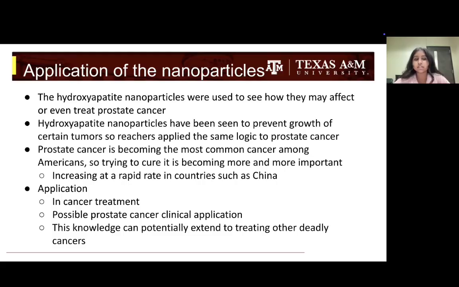One of the countries where it is increasing the most is China. And the biggest application of hydroxyapatite nanoparticles was in cancer treatment, specifically prostate cancer. So it's pretty important in prostate cancer. And after seeing how it treats and affects prostate cancer, they can apply that knowledge to other deadly cancers and see if they can cure them.